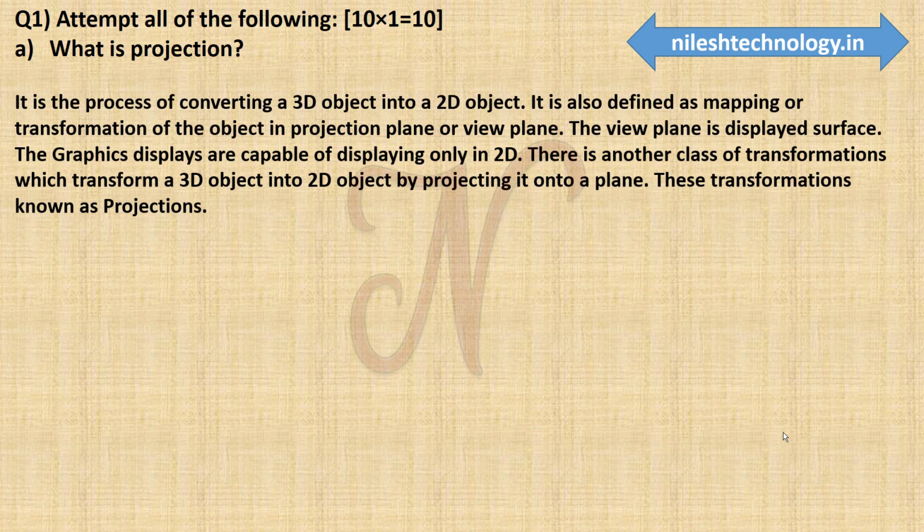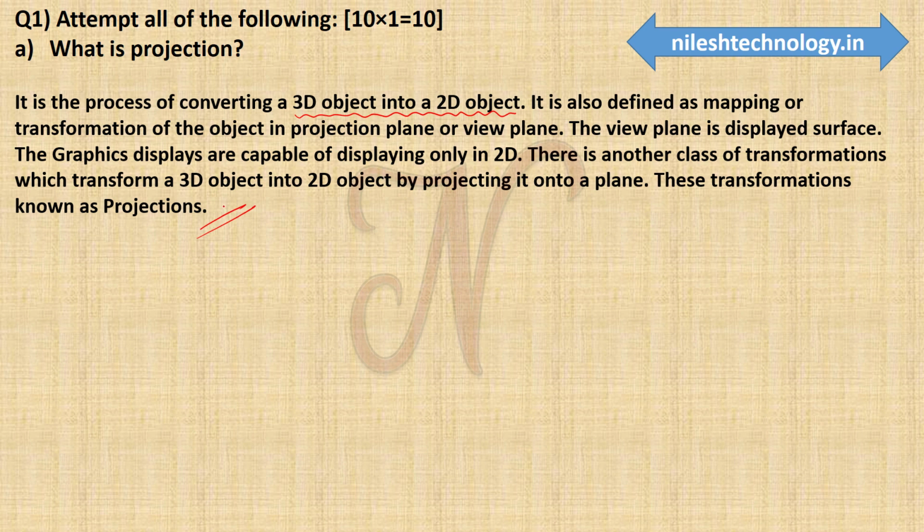It is the process of converting a 3D object into a 2D object. It is also defined as the mapping or transformation of an object onto the projection plane or the view plane. The view plane is the display surface. Graphic displays are capable of displaying only in 2D. So there is another class of transformation which transforms a 3D object into a 2D object by projecting it onto a plane. This transformation is known as projection.